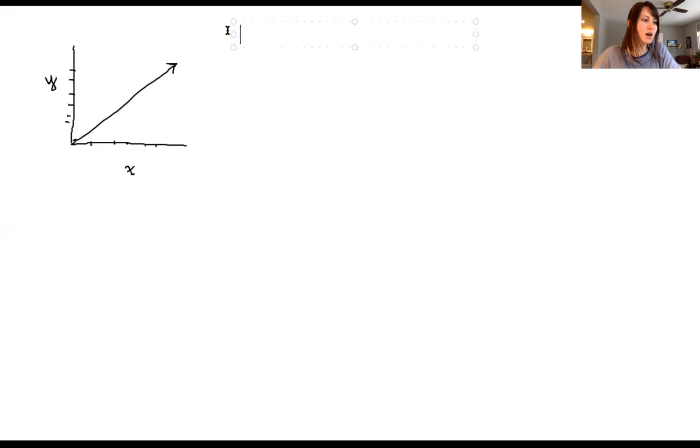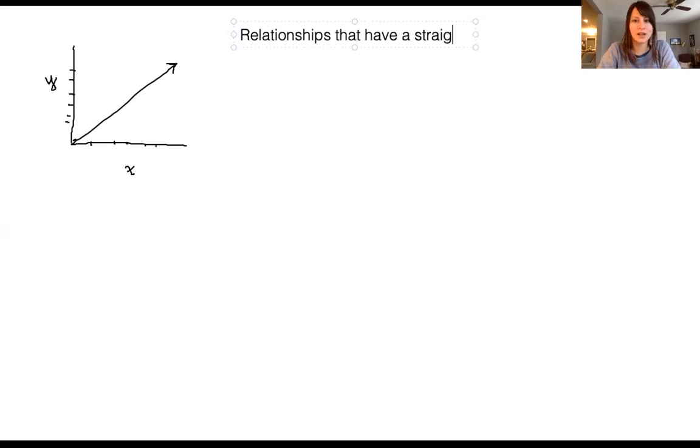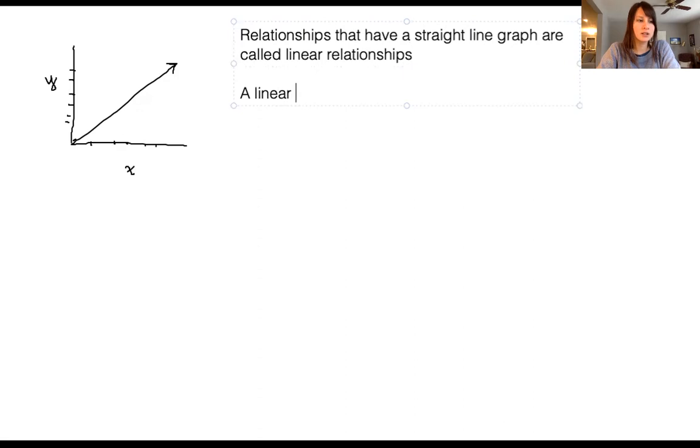So relationships on your graph that have a straight line are called linear relationships. Okay, so that's something that we already know is true. And a linear relationship has a constant rate of change. And so that's what we looked at in lesson 8.4.